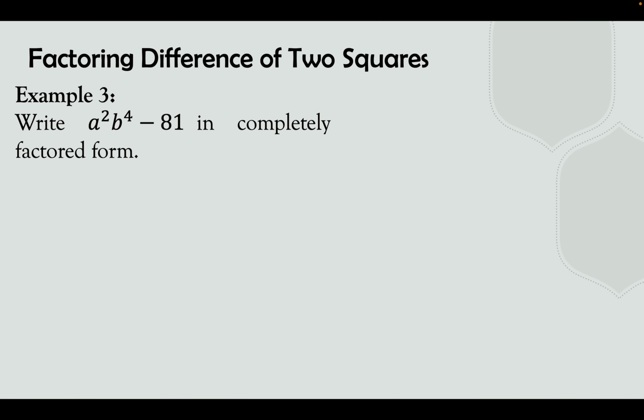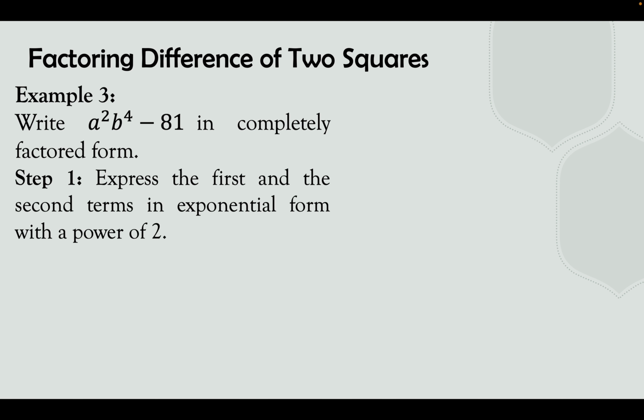Example number 3. Write a squared b raised to 4 minus 81 in completely factored form. So step number 1, express the first and second term in the exponential form with the power of 2. So we have here for a squared, we have a, and b squared. For b raised to 4, we have b squared. So we have now ab squared raised to 2.